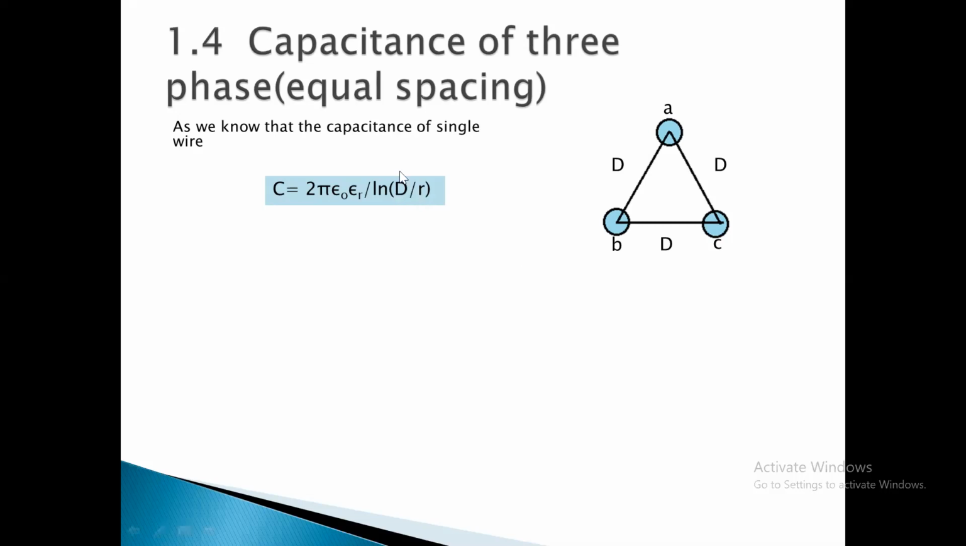Normally, because the distance is the same, d, for 3 lines I have to consider the mutual GMD. If I want to calculate the mutual GMD, now it's 3 phase, so we are talking about mutual GMD. For example, this is the formula of the capacitance of any conductor. This one maybe Ca, single phase, only one phase, single wire capacitance.